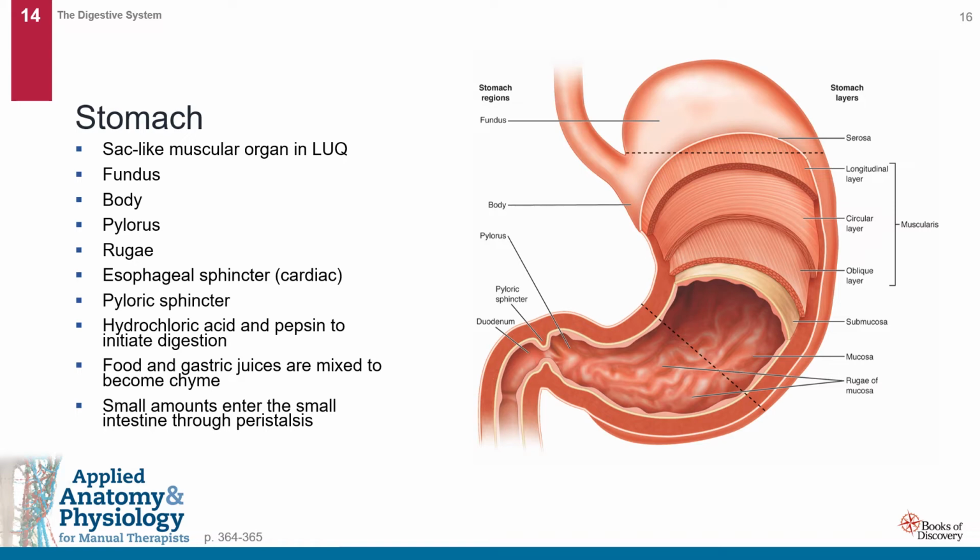And here we see illustrated the stomach. The three regions of the stomach are the fundus, the body, and the pylorus. The muscularis layer has an additional oblique smooth muscle layer that helps produce smooth contractions to thoroughly mix the stomach contents.